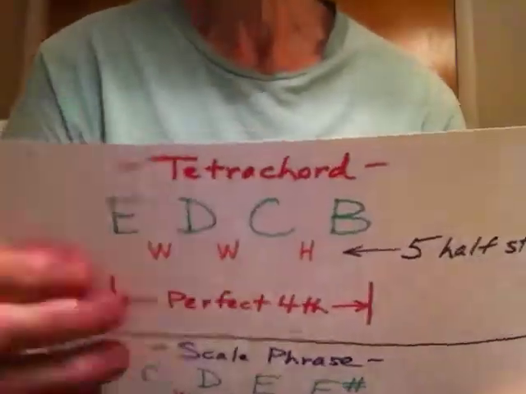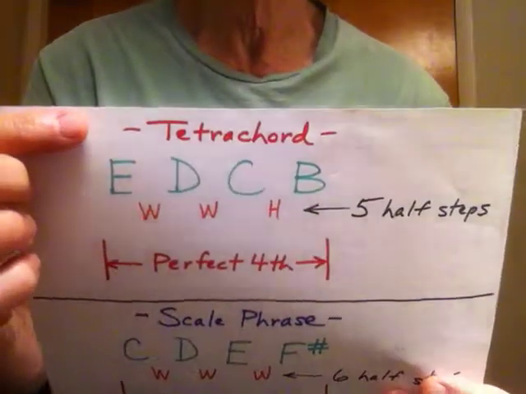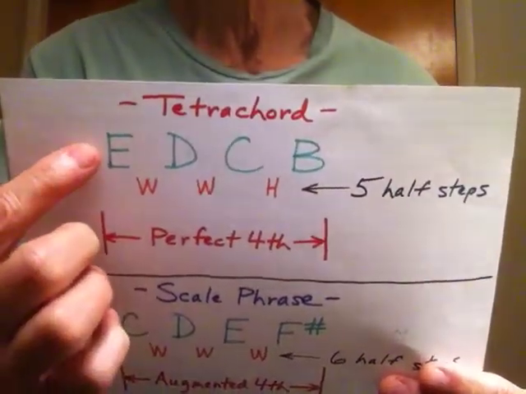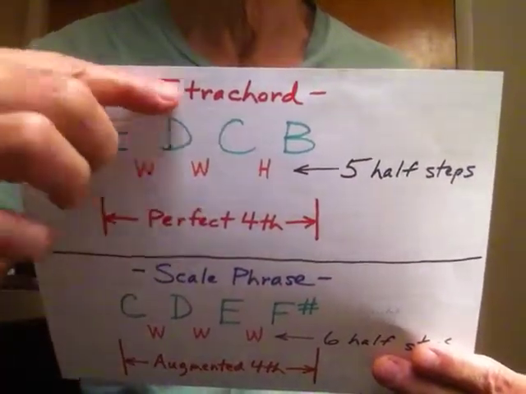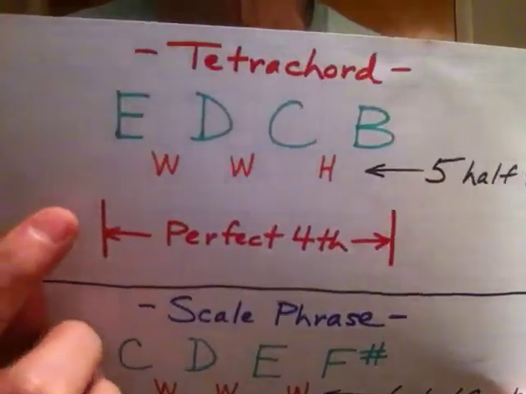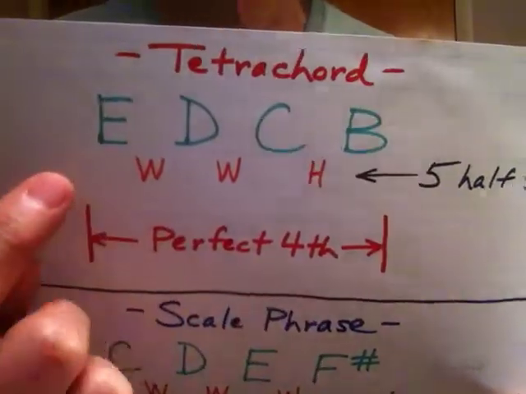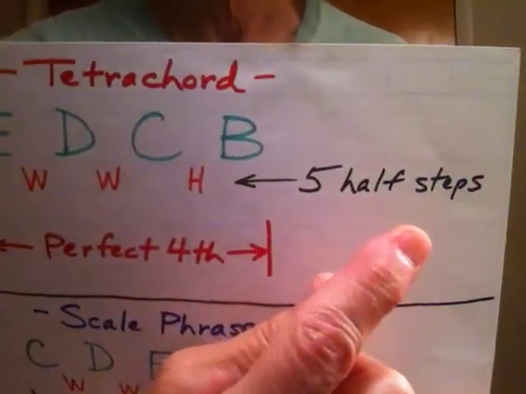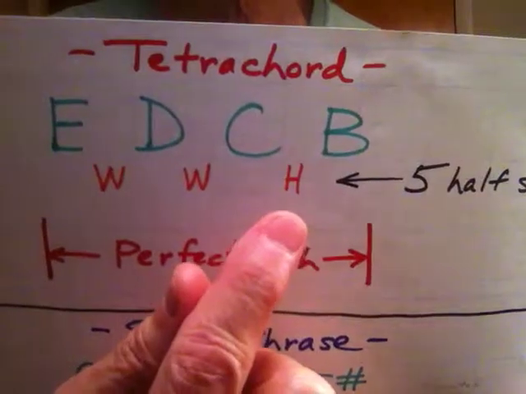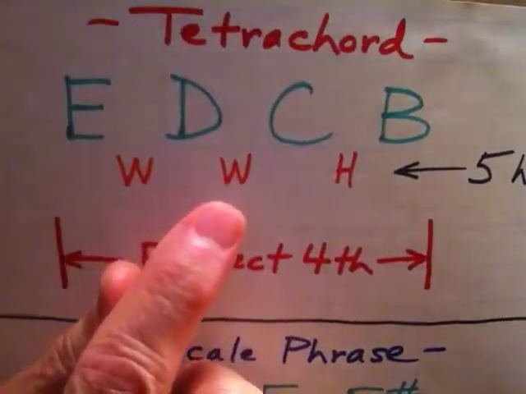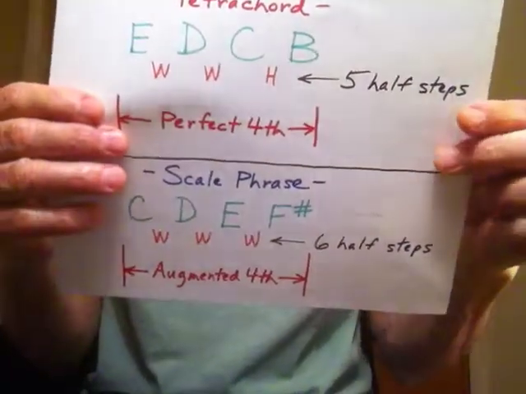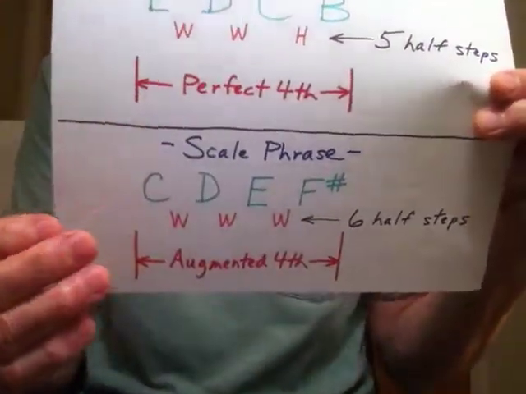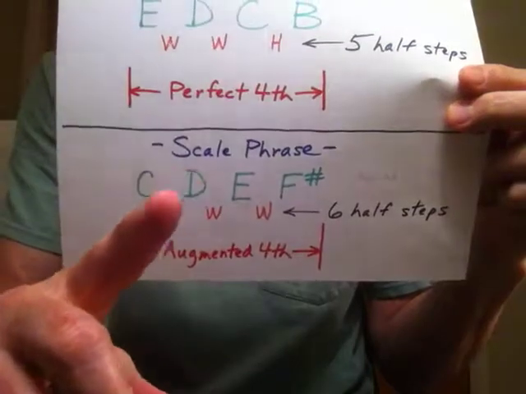It won't take long today. In the old tetrachord from the ancient Greeks, from first to last tone, in descending order of pitch, you had an interval of a perfect fourth. From here to here, and that was 5 half steps. You can see this. That's 1 half step, and each whole step is 2 half steps. So you have 1, 2, and 2. You have 5. In the scale phrase, you can have 4 to 6 half steps.